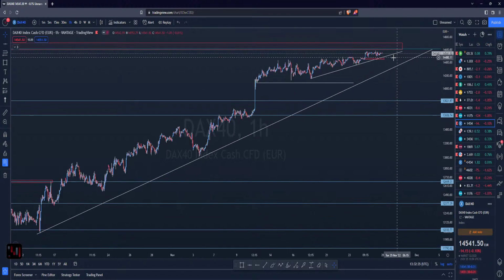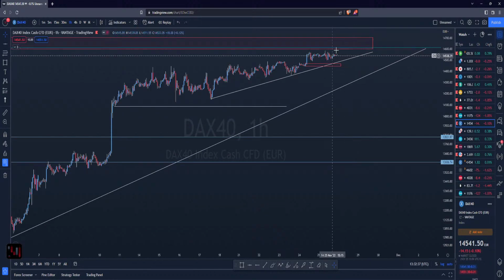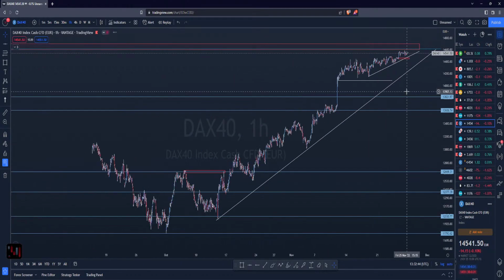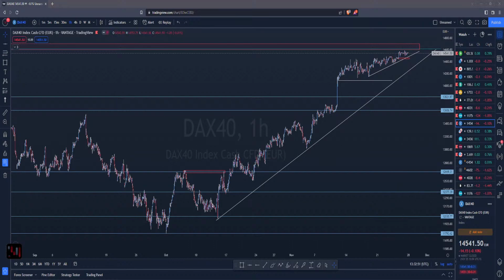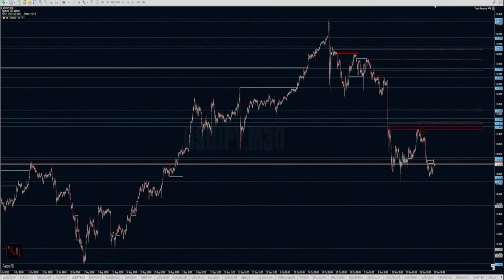But don't worry. DAX, I'm looking for that scenario. I'm looking for price maybe breaking. Maybe next week's going to be a good sell in here. Let's go back to where I was.